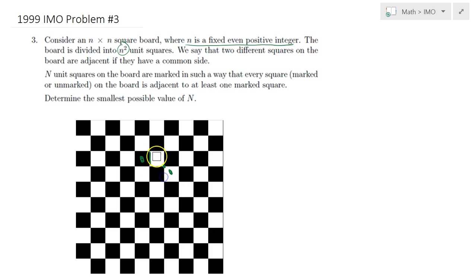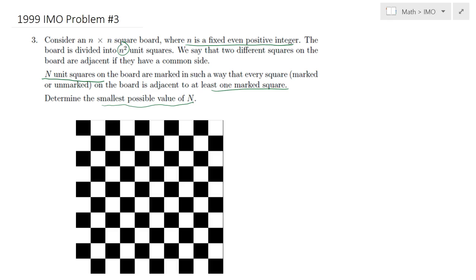Okay, then n unit squares on the board are marked in such a way that every square on the board is adjacent to at least one marked square. We would like to find the smallest possible value of n.